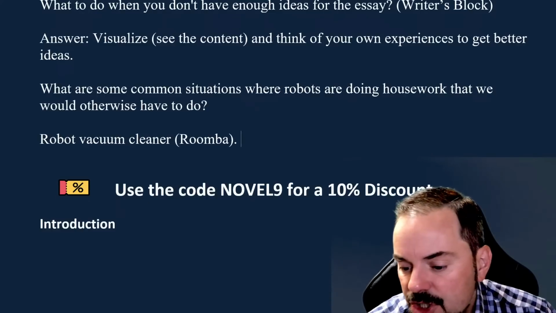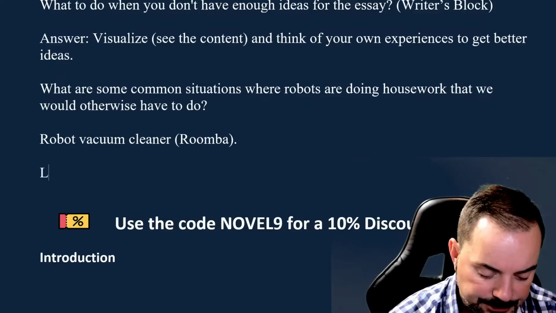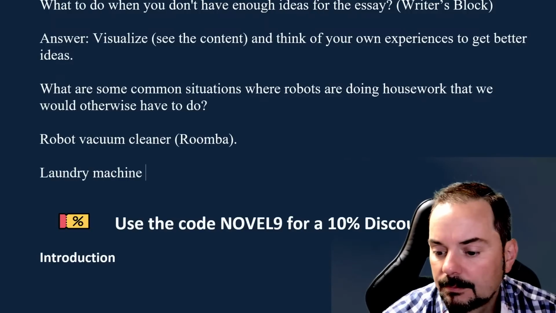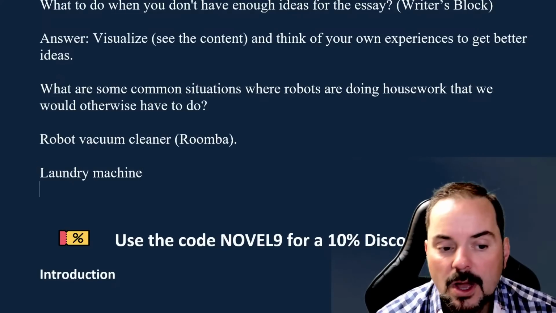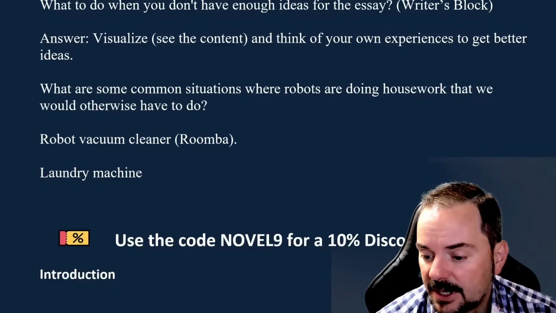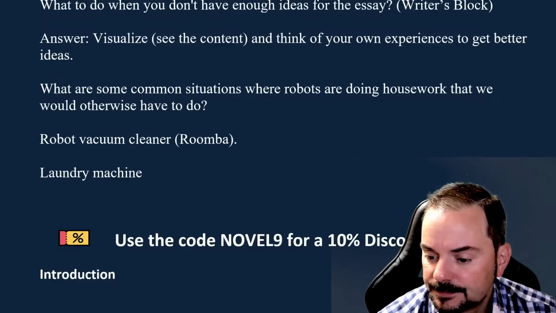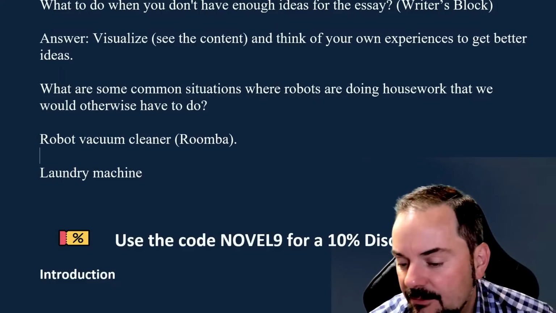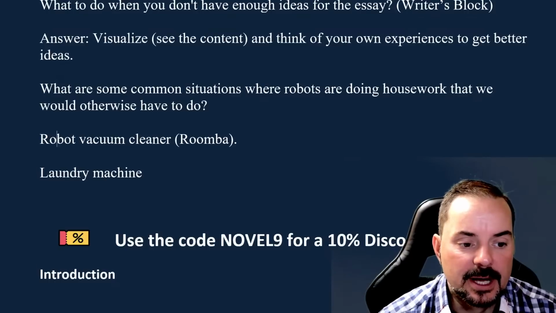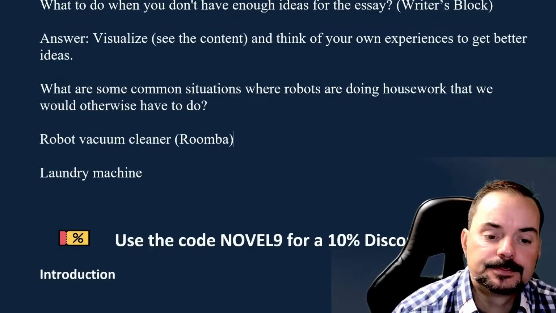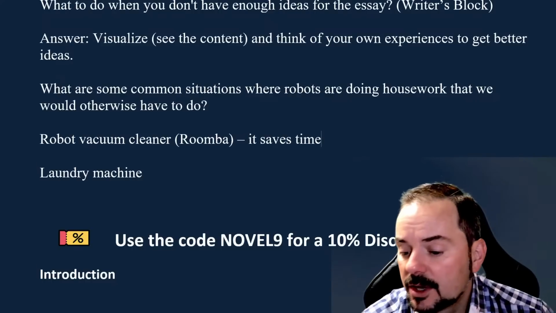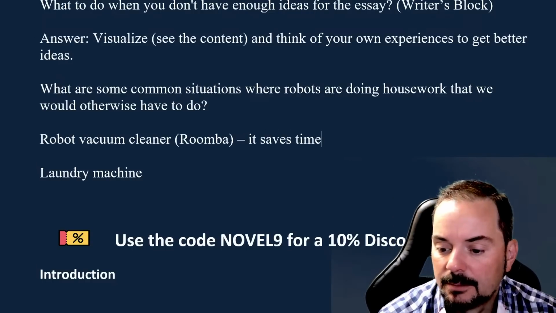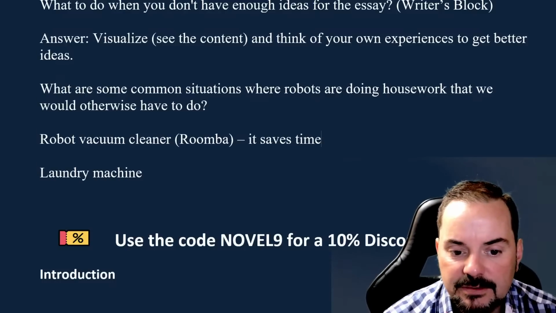Anahita says a laundry machine. Okay. Okay, Habibe says, I have one and it saves time. Amra says, yes, I do have one, so that's why it's the first one that popped into my mind. Okay, so okay, great. It saves time. Very good, Habibe. So your robot vacuum cleaner saves time.